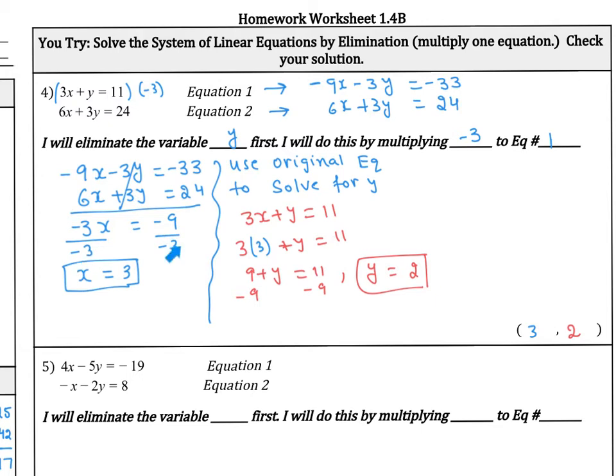Divide by negative 3 on both sides. You're going to cancel this negative 3 and negative 3, and 9 divided by 3 is 3. Remember, the negative and negative get cancelled and the answer should be positive, so it's positive 3.